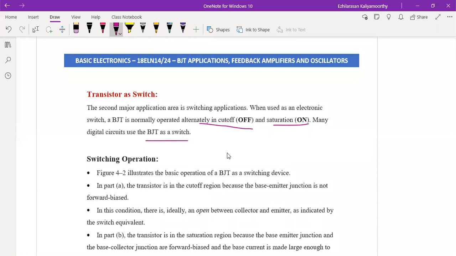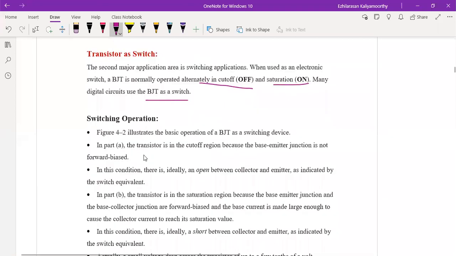Now, what is the switching operation? As you know, what is the meaning of a switch? A switch will have only two modes, on and off. Normal light switches and all, you might have seen. You can switch on the bulb, I can switch off the bulb. Same even here also. With the help of this, we can switch on and switch off.